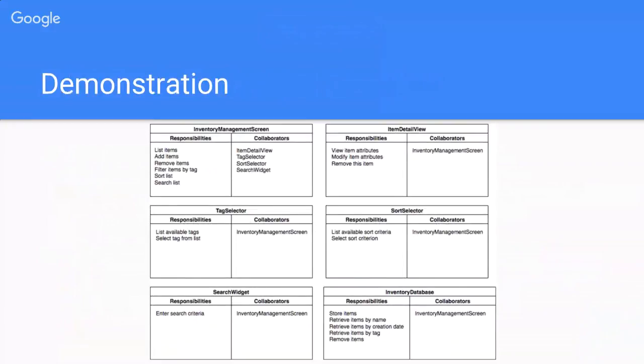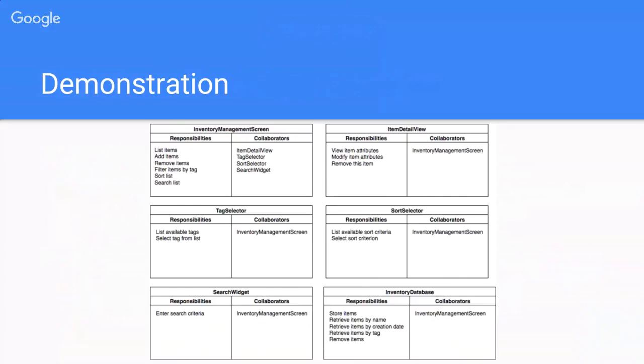Okay, so we've created here a set of cards to represent just the inventory management screen from our product SRS. You can see there in that upper left-hand card that we've got a class that represents our inventory management screen. It has a list of responsibilities, including listing items, adding items, and so forth. And then it collaborates with a number of other cards in fulfilling those responsibilities.